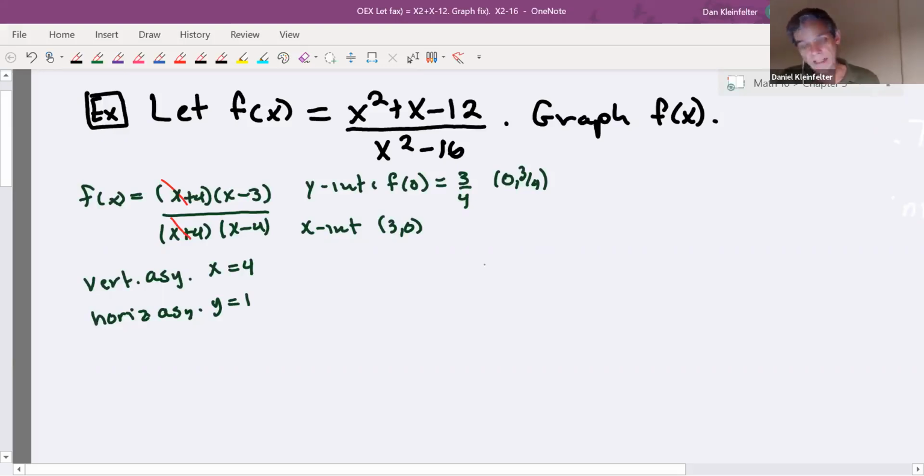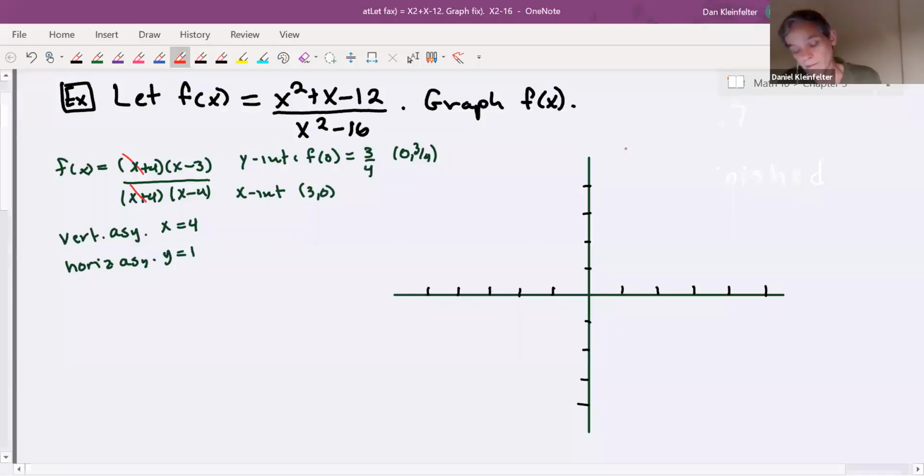Okay, so now that I've got some of this started, I'm going to put up an XY grid for us to work with. All right, so we've got our grid. Where I would start is by locating the asymptotes. So we saw that there's going to be a vertical asymptote at x equals 4. So let's go ahead and draw that on. And then we'll have a horizontal asymptote at y equals 1.